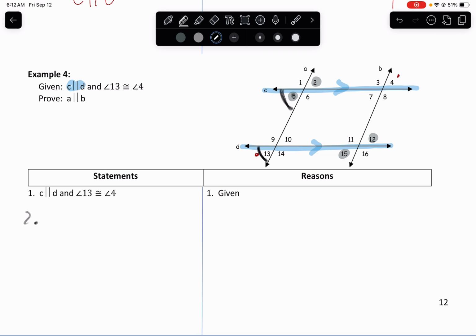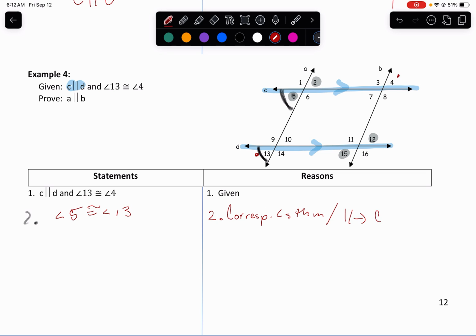So, for statement 2, I'm going to say that angle 5 is congruent to angle 13. It wouldn't matter if you said angle 13 is congruent to angle 5. Those are the same thing by the symmetric property. And so this is the corresponding angles theorem, or if parallel, then corresponding angles are congruent. Okay. We see that angle 13 is in both of these statements. So in step number 3, I get to say angle 5 is congruent to angle 4 by the transitive property.